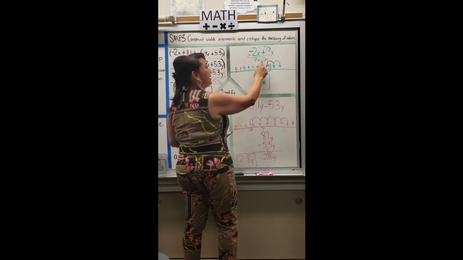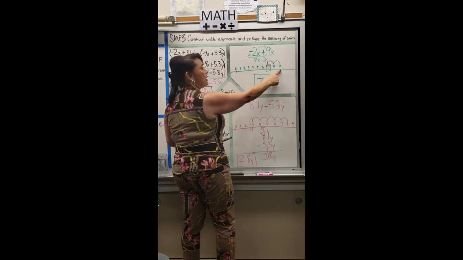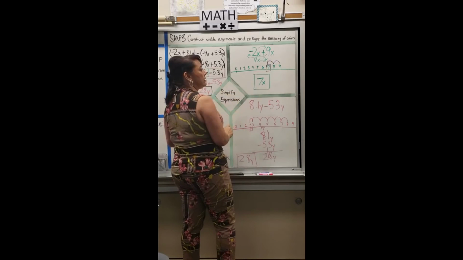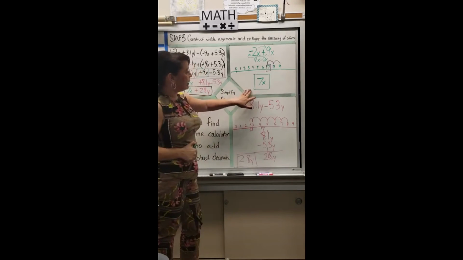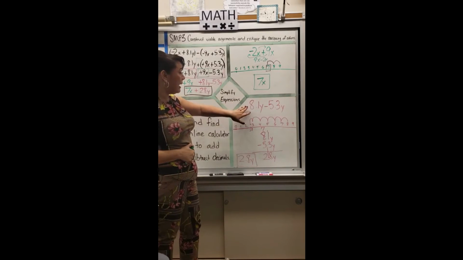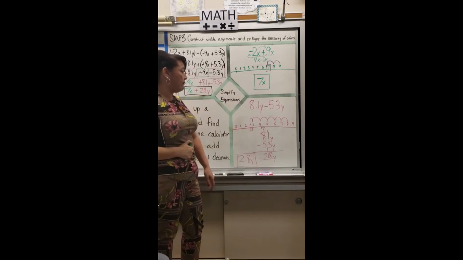So now we have 9x minus 2x. Here we are at 9. We have to subtract 2 x's. 1, 2, I landed on 7. So my answer is 7x. Okay? Down over here, I have 8.1y minus 5.3y.